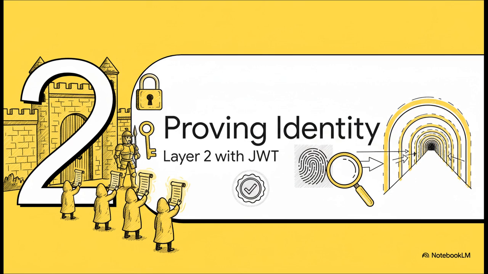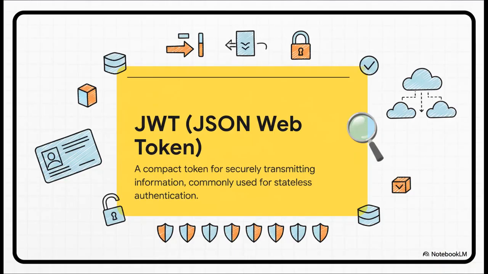Okay, great. So our data is traveling safely through that secure tunnel. But what happens when a messenger actually gets to the gate? How do we know they're supposed to be there? We need a gatekeeper to check their ID, right? We have to verify who is asking for entry, and that whole process is called authentication. A fantastic tool for this is the JSON Web Token, or JWT. Just think of it like a secure, tamper-proof digital passport.